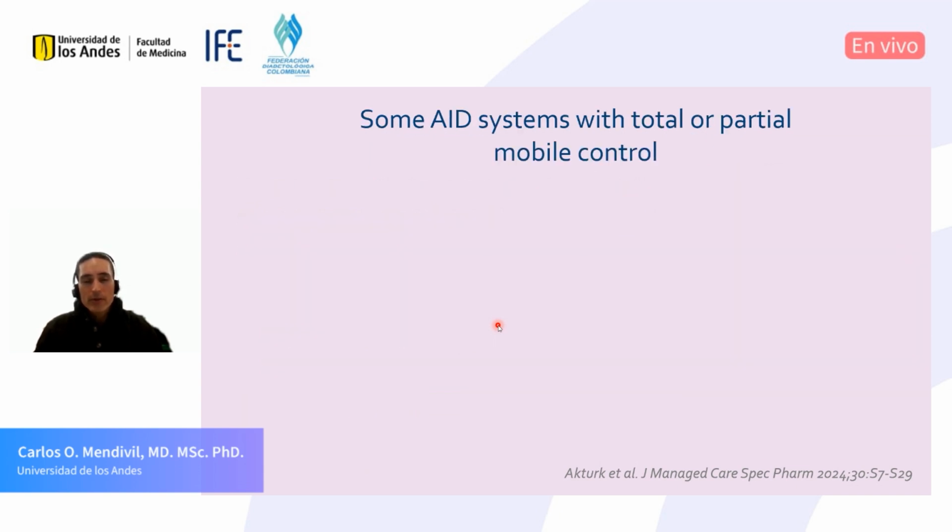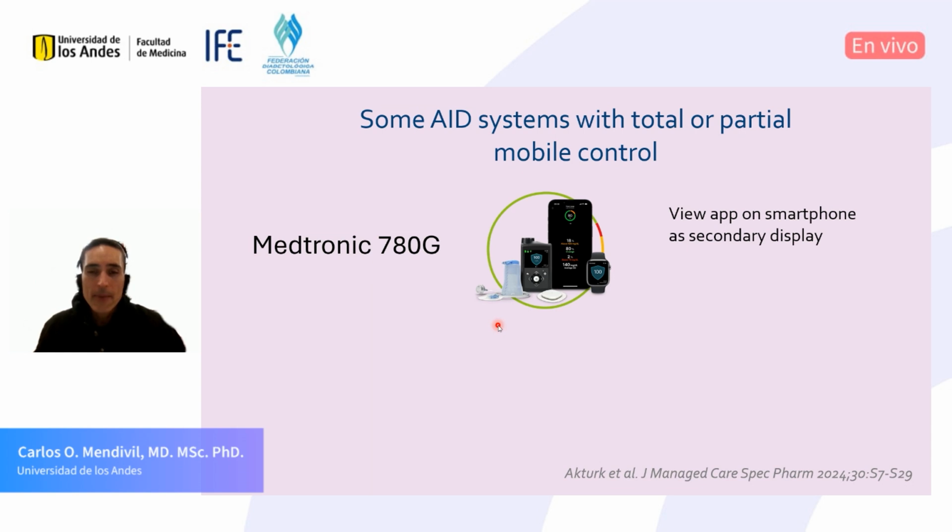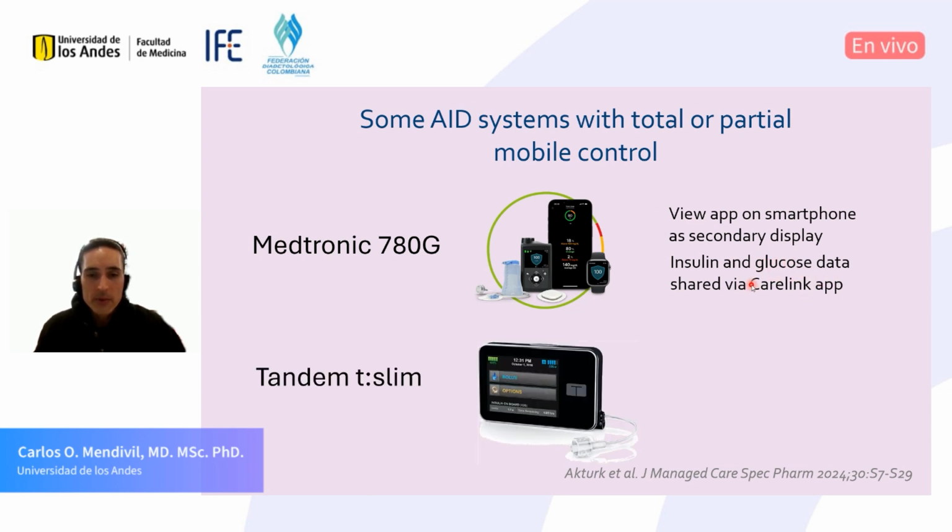Now, a very interesting feature of some of them is that they allow total or partial mobile control, so you can operate them from your cell phone. Say the Medtronic 780G, which is this device, has a smartphone app that you can use as a secondary display. The device itself has a display, and then you can use your cell phone as a secondary display. And you can share insulin and glucose data using a dedicated app. The Tandem Slim, which is this device, also has its own screen, but it can use your smartphone to suggest bolusing or to infuse yourself with boluses. And insulin data can be shared via mobile app as well.